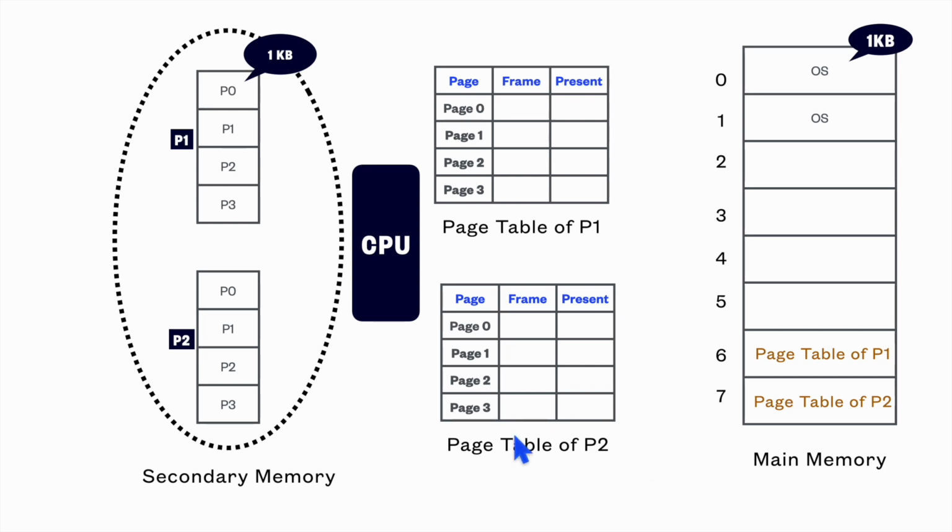So in total, 8 pages you have to store. But how many pages can you store here? You can store only 4 pages, because the size of a page and the size of a frame are equal. So you can load only 4 pages.